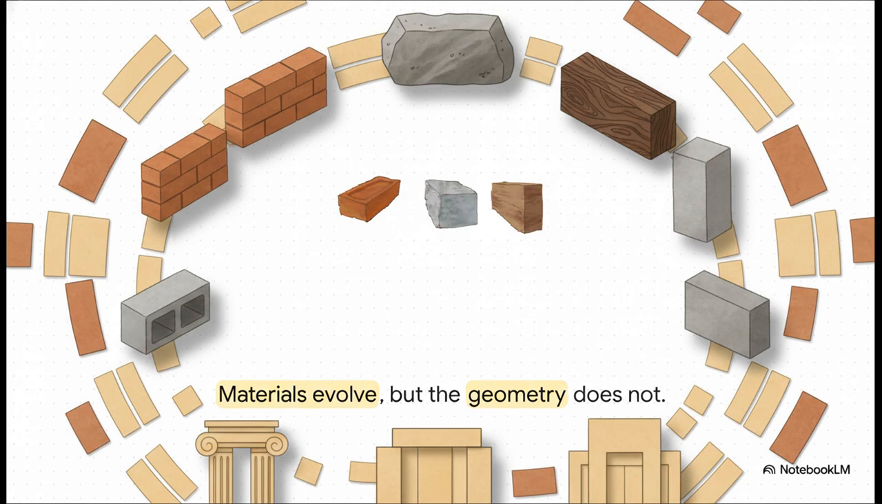And here's the absolutely crucial point. Materials might evolve, but the geometry doesn't. Back in the day, people built with clay bricks, stone blocks, or carved wood. Today, we might use concrete or hollow blocks. But notice how the rectangular prism shape of your common everyday brick has remained virtually unchanged. That blocky geometry is just the universal foundation of construction.